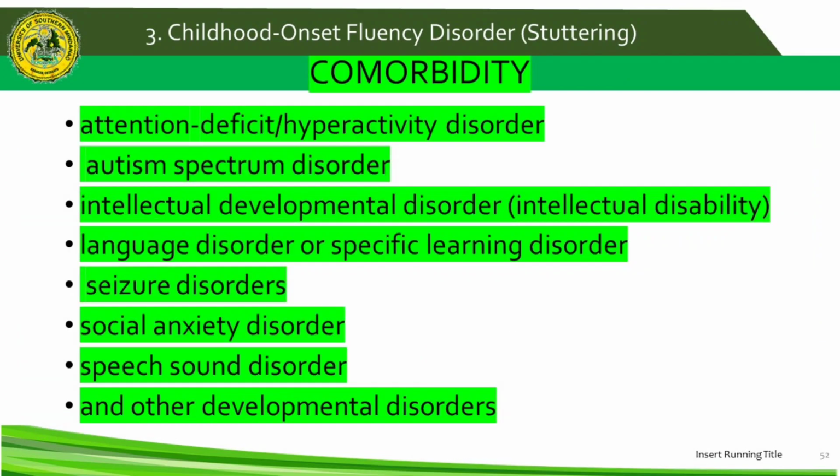Comorbidity. Childhood onset fluency disorder can co-occur with other disorders such as attention deficit hyperactivity disorder, autism spectrum disorder, intellectual developmental disorder, language disorder, or specific learning disorder, seizure disorder, social anxiety disorder, speech sound disorder, and other neurodevelopmental disorders.